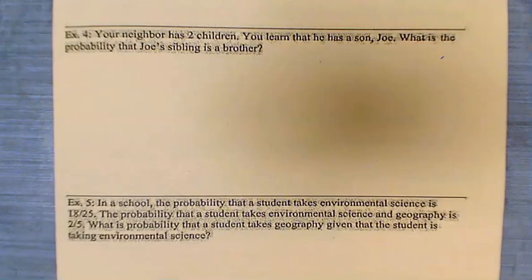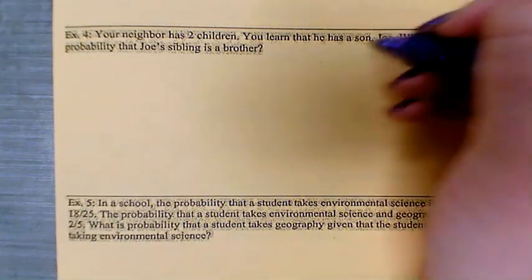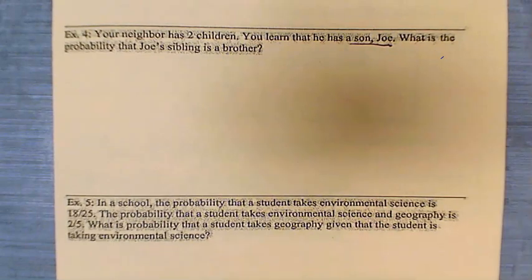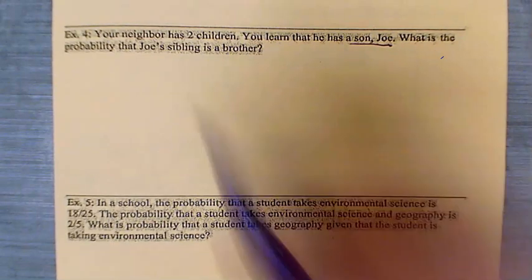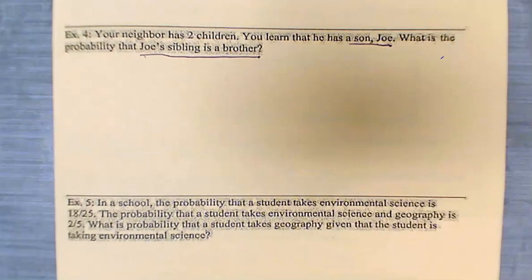Now, number 4 is a little tricky, simply because problems like this with boys and girls sometimes seem to be one way, but they are not necessarily that way. So it says your neighbor has 2 children. You learn that he has a son, Joe. That information is given. What is the probability that Joe's sibling is a brother?